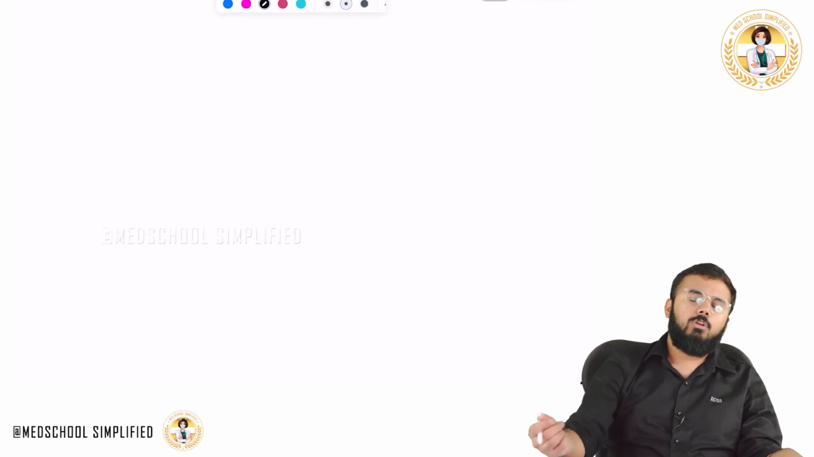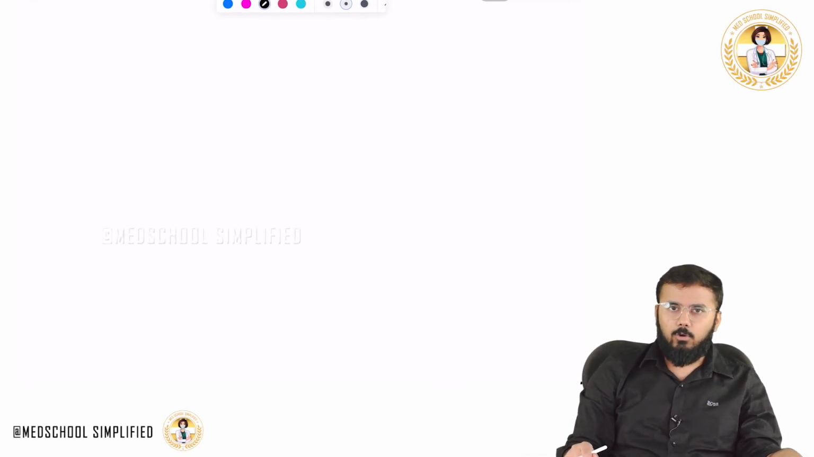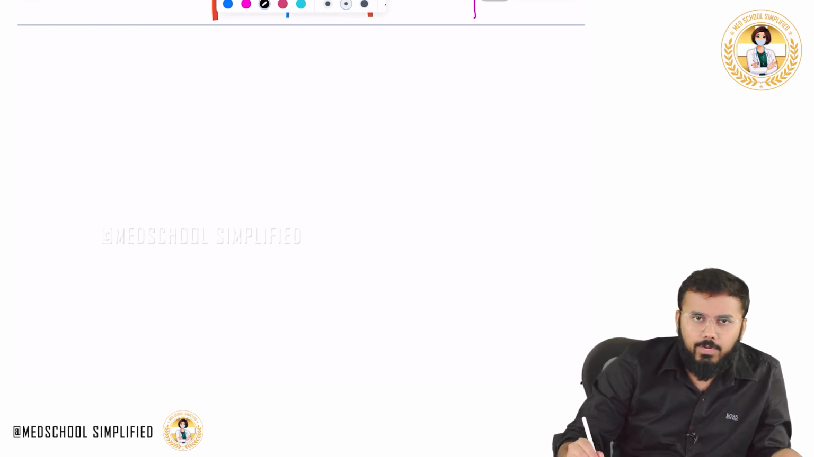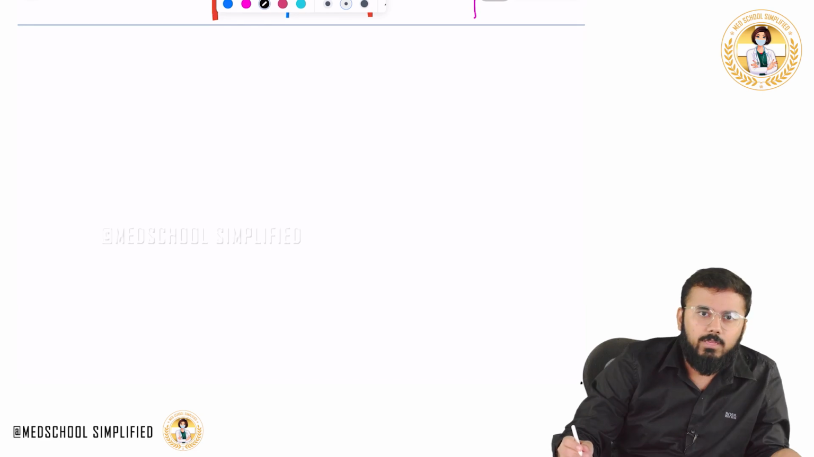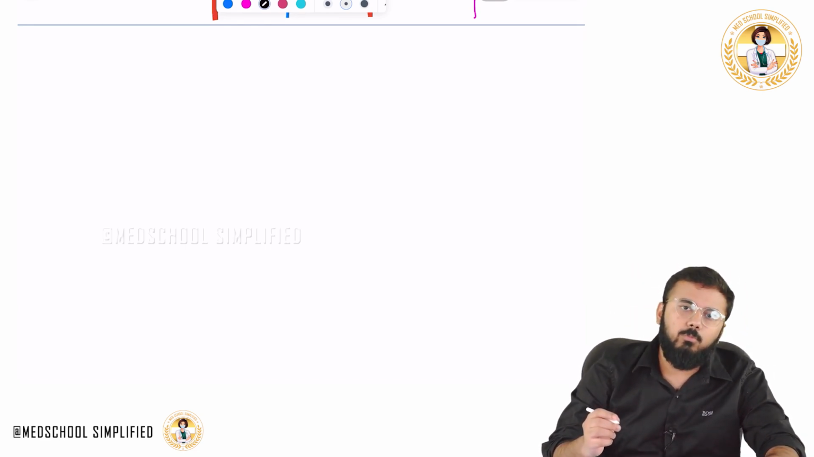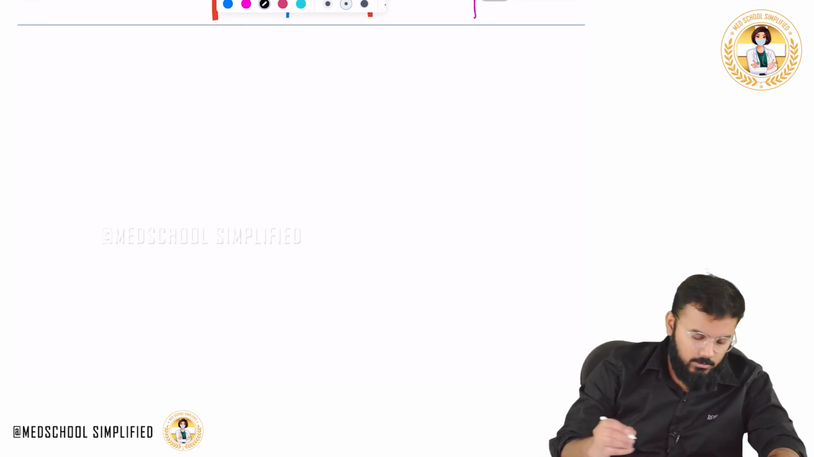Hello guys, so now we shall be discussing the glossopharyngeal nerve. The glossopharyngeal nerve is your ninth pair of cranial nerves, which is also called a mixed nerve. Why is it called a mixed nerve? Because both sensory fibers as well as motor fibers are present here. That is why it is called a mixed nerve.